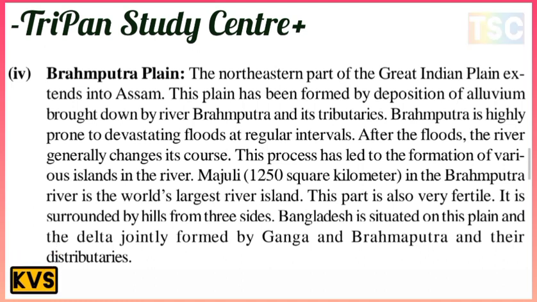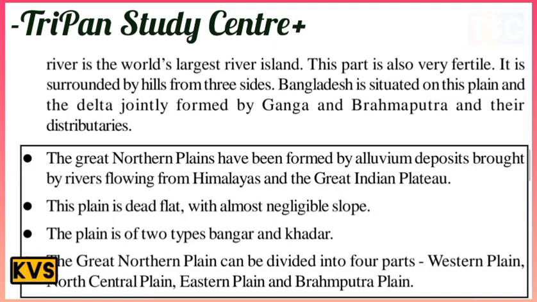It is surrounded by hills on three sides. Bangladesh is situated on this plain, and the delta is formed by the Ganga and Brahmaputra and their distributaries. Here are the important points in conclusion. The Great Northern Plain has been formed by alluvial deposits brought by rivers flowing from the Himalayas and the Great Indian Plateau. The plain is dead flat with almost negligible slope. The plain is of two types: Bhangar and Khadar.